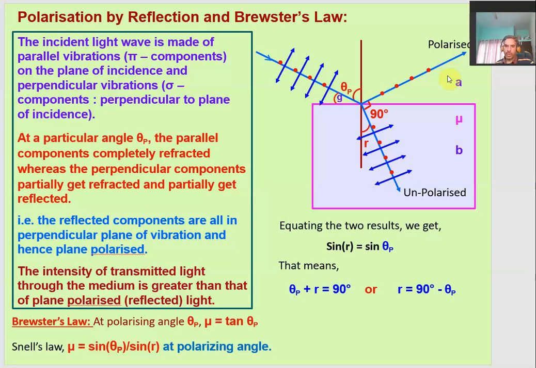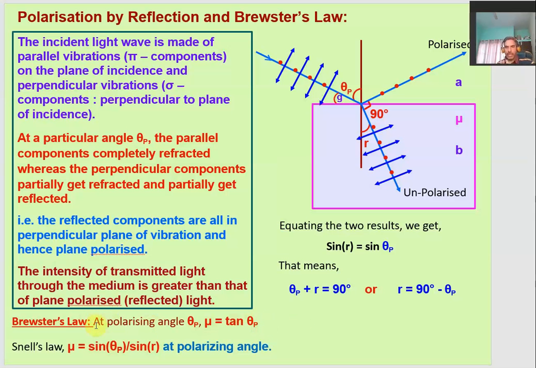Okay, so Brewster's law simply says that whenever the angle of incidence becomes equal to the angle of polarization, or polarizing angle theta p, at that particular angle the refractive index of the medium can be calculated using this expression. The refractive index of the medium is equal to the tangent of the angle of polarization theta p. This is a very important law about polarization by reflection, and a lot of numerical problems come from it. So let me explain Brewster's law once again.